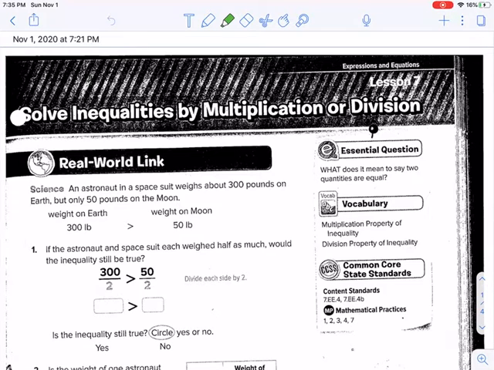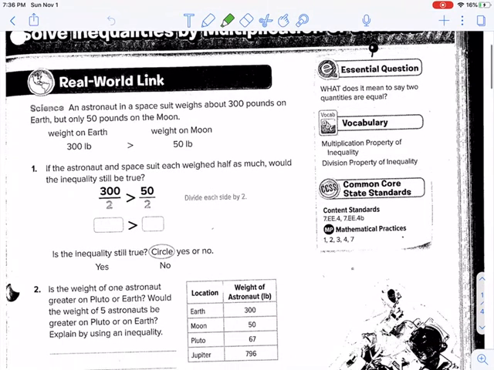All right, we're moving into lesson 7, and we're going to continue solving inequalities, but now we're going to use multiplication or division. And there is a little change with some of these, so make sure you're paying close attention. All right, the real world link is on science.